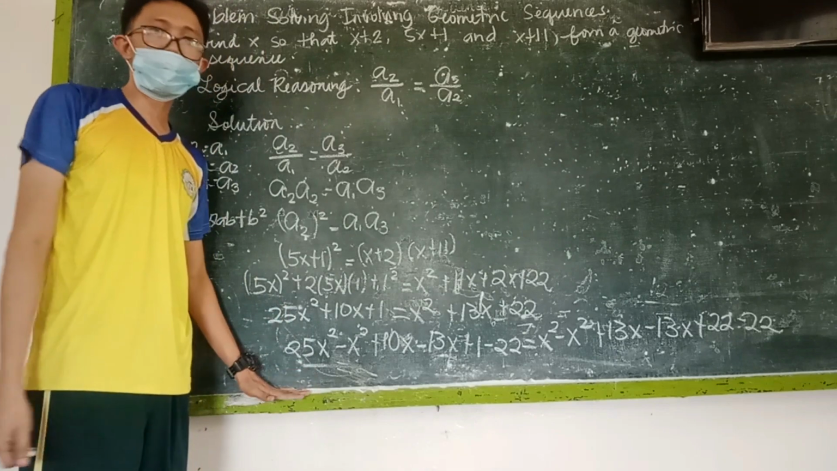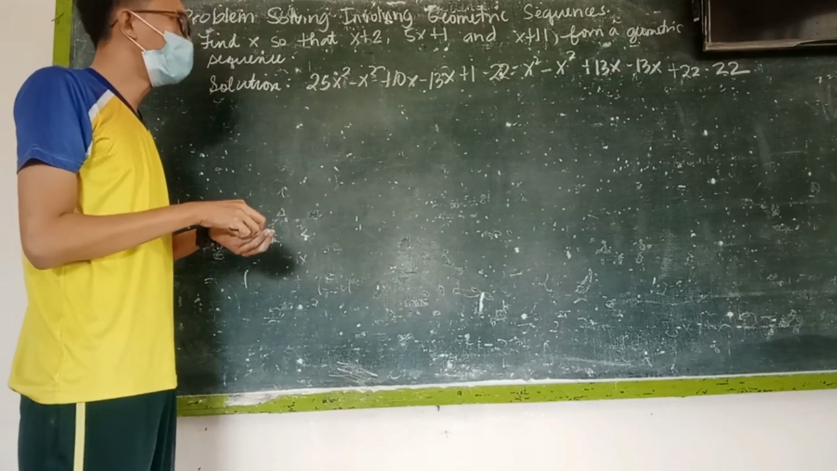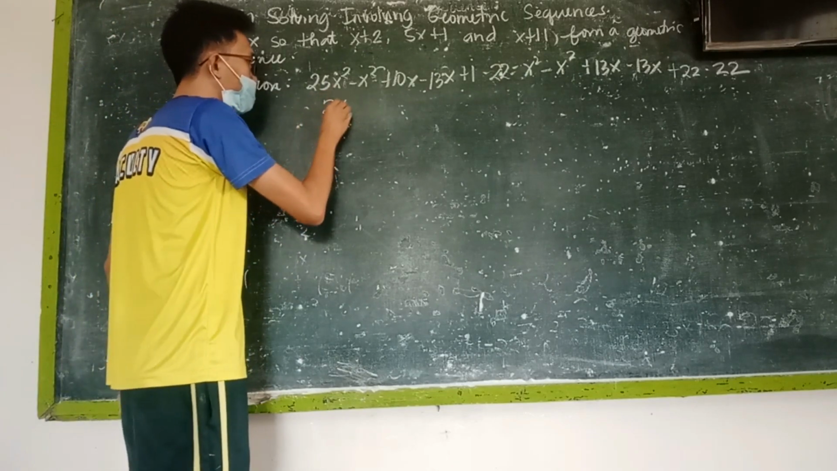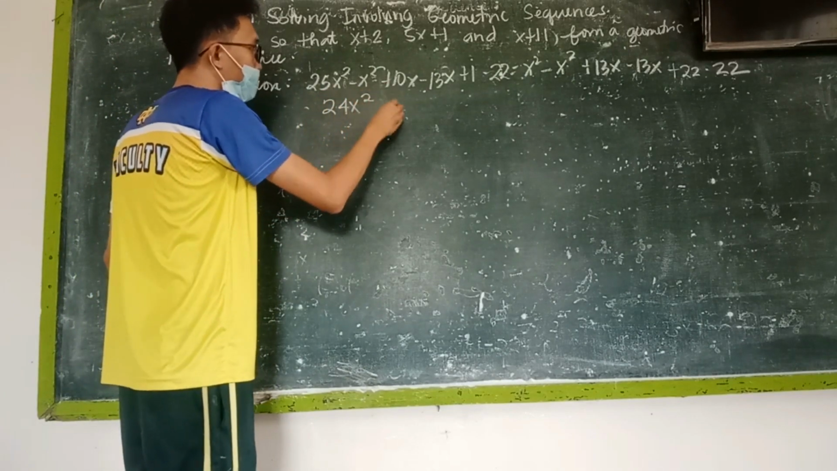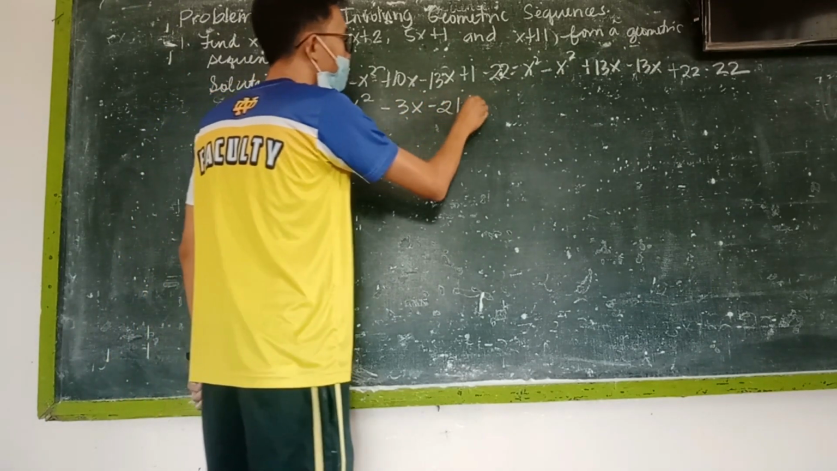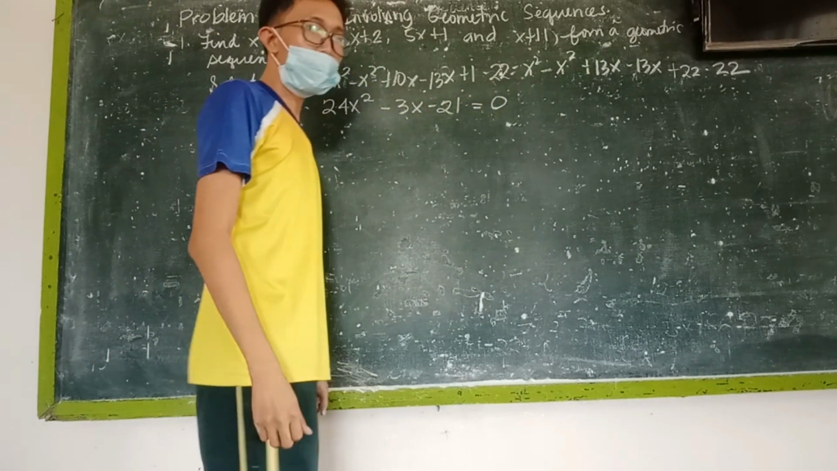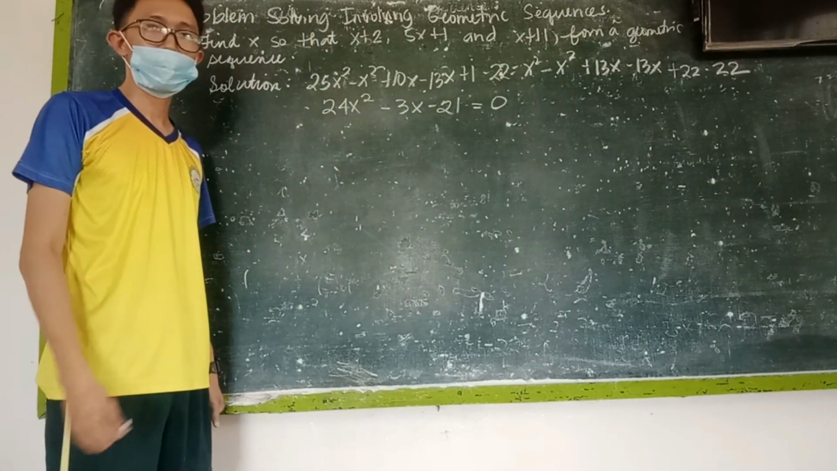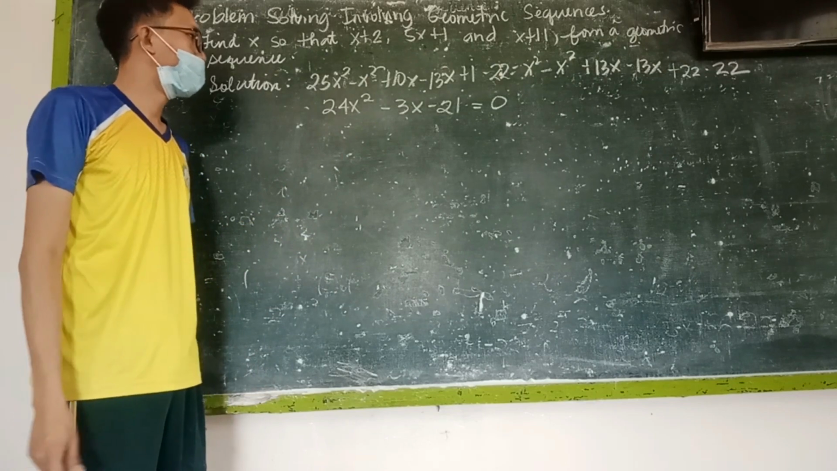So, ito yung magiging solution natin. I-combine natin lahat ng like terms dito. So, magiging 24x squared minus 3x minus 21 is equal to 0. Bakit naging 0? Kasi na-eliminate lahat ng terms doon sa right side of the equation.